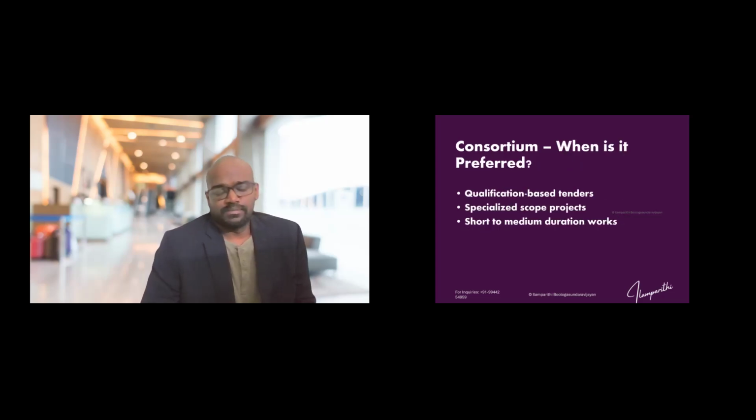When is a consortium preferred? When there are qualification-based tenders. For example, when we go for large EPCs, the EPC contractor itself might not have the capacity for engineering. They might be good in procurement and construction, but not in design for such high technology projects. So they will tie up with a design or engineering company that is well versed in design. One party will bring engineering expertise.